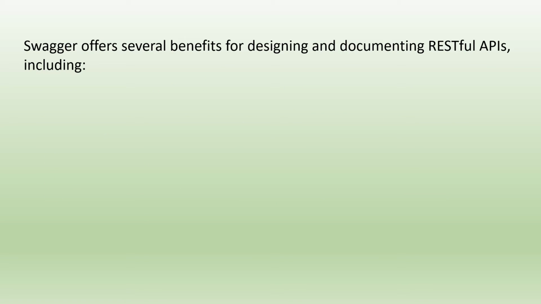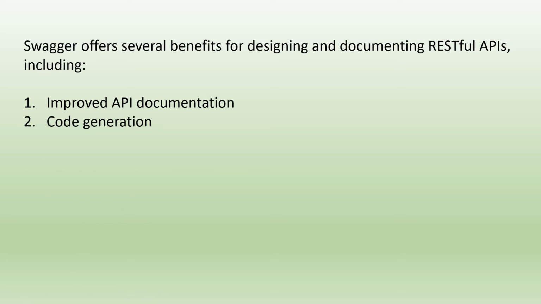Swagger offers several benefits for designing and documenting RESTful APIs, including improved API documentation. So Swagger provides a simple and intuitive way to create and maintain machine readable API documentation. This makes it easier for developers to understand how to use the API. Next is code generation. Swagger can automatically generate client libraries and server stubs in multiple programming languages. So we saw about this point earlier itself, which saves time and effort for developers.